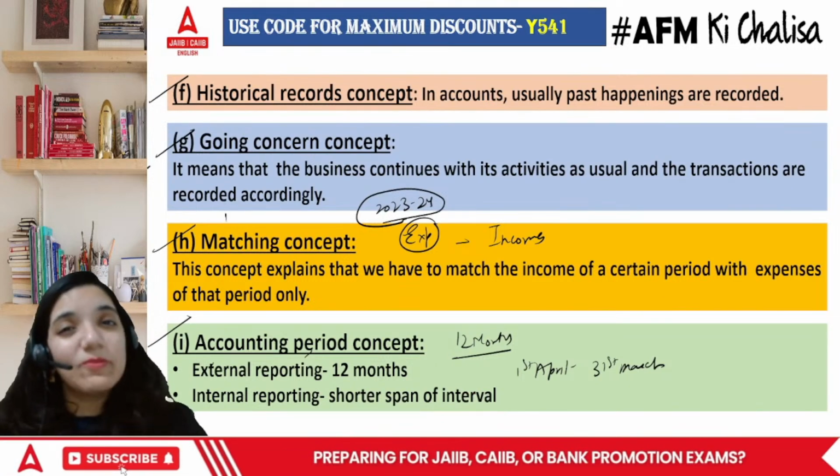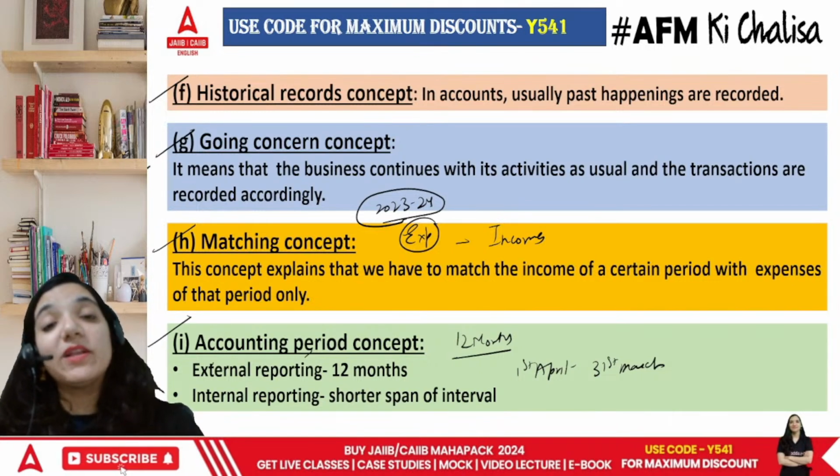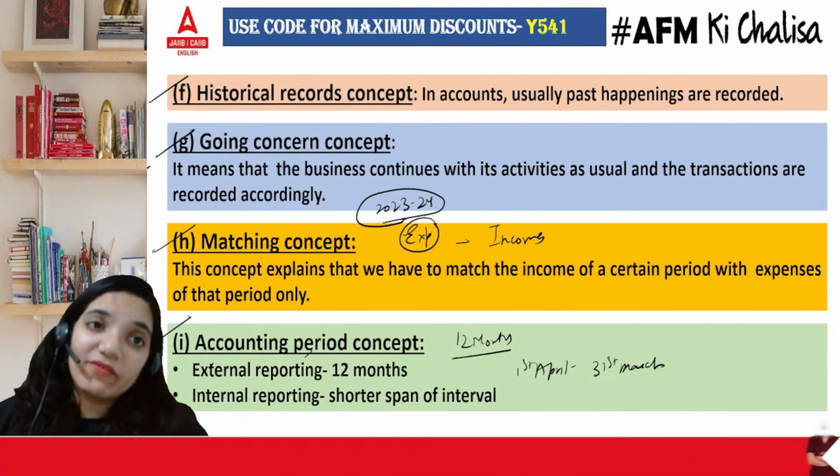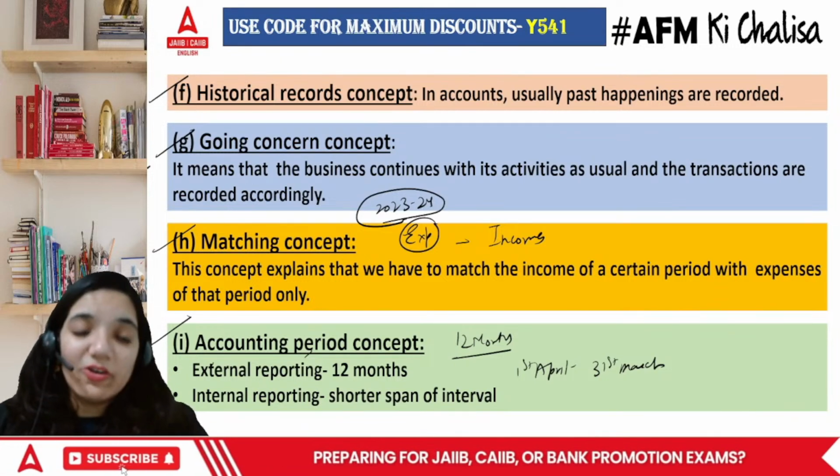For internal reporting, you can have quarterly reports. For example, listed companies are supposed to give their quarterly reports to SEBI. Even RBI asks the banks to do the same as well.